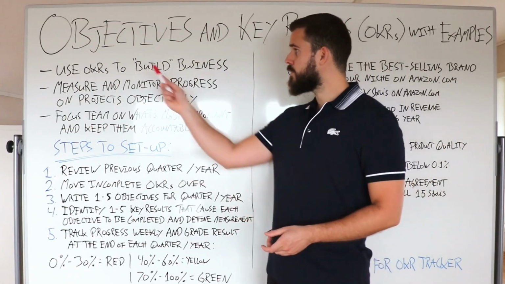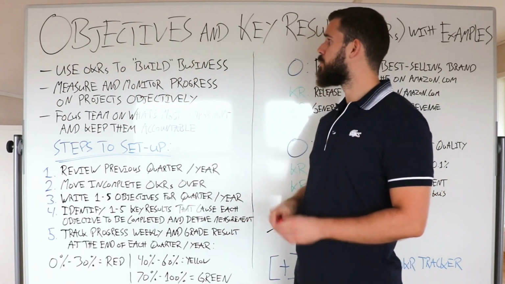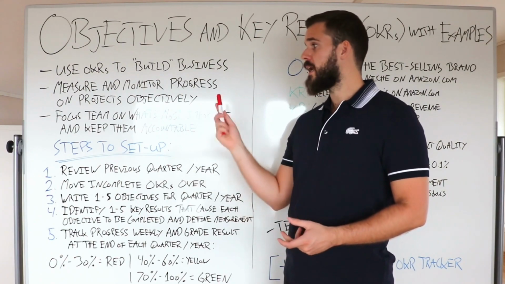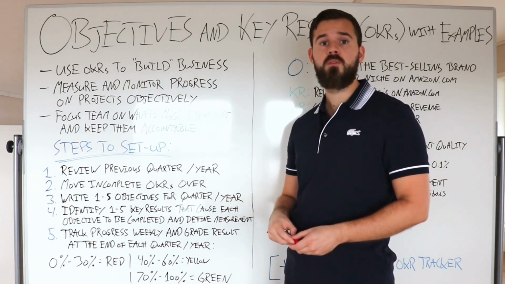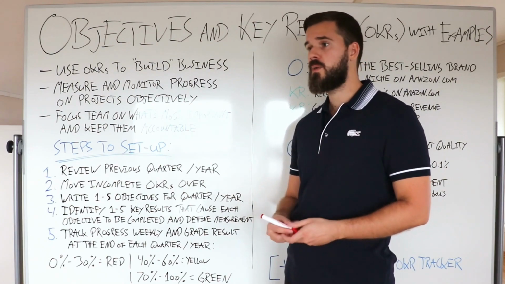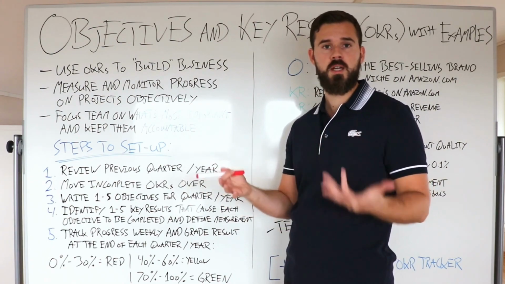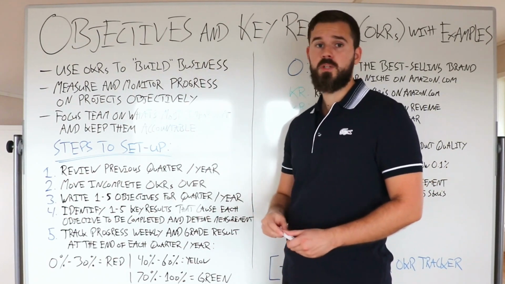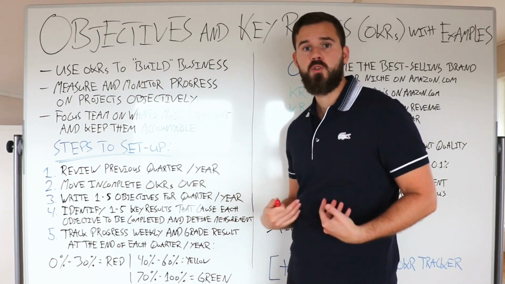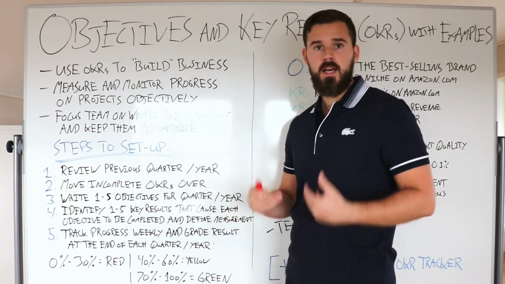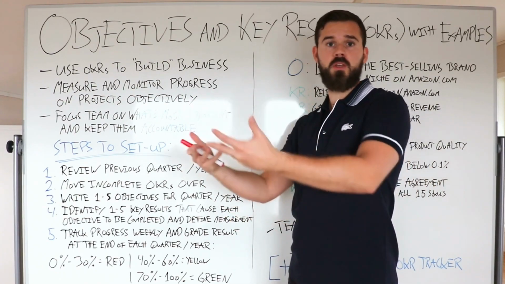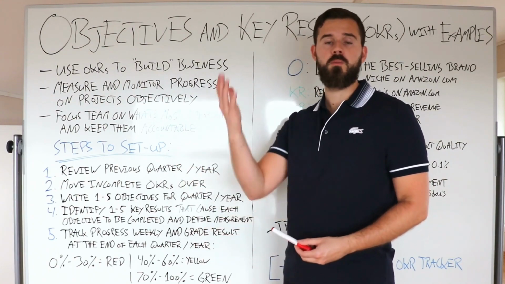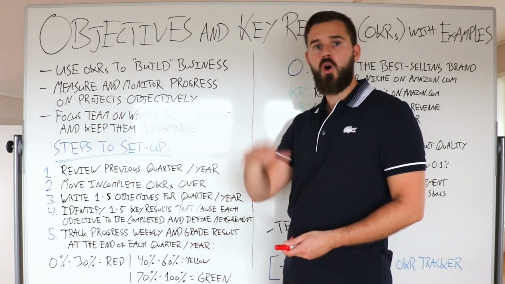So first thing is you use OKRs to build the business. So unlike KPIs, which I've also explained in another video, you might have seen it, the KPIs are really for monitoring and measuring ongoing performance in the business. The OKRs, the objectives and key results, are really about goal setting and projects and building things, accomplishing new things in the business or growing the business, not just monitoring ongoing performance.